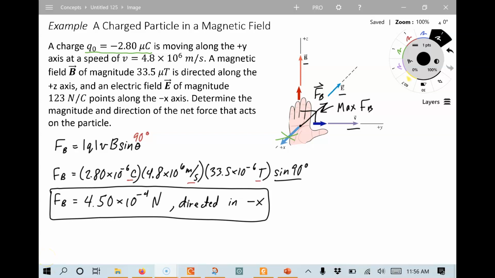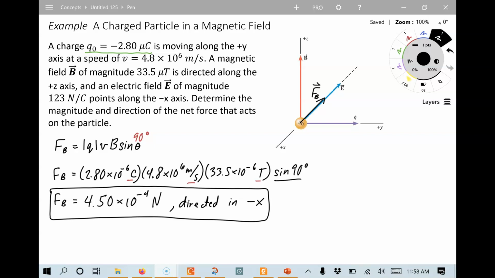And if all we were asked for was the magnetic force, we would be done at this point. However, they want us to get the net force, and we know that electric fields also exert forces on charged particles, so we're going to go ahead and do that one next. Let me clean up the picture again real quick. All right, now we're going to go ahead and figure out the electric force.